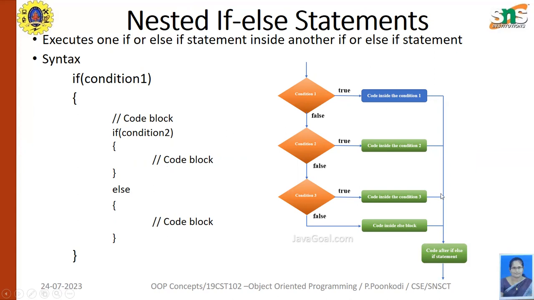For that, the flowchart is for understanding purposes. Condition 1 is given. If the condition is true, then the corresponding code will get executed. If it is false, it will check for condition 2. If the second condition is true, the corresponding code will get executed. If that condition is false, then it will go for checking condition 3. Okay.